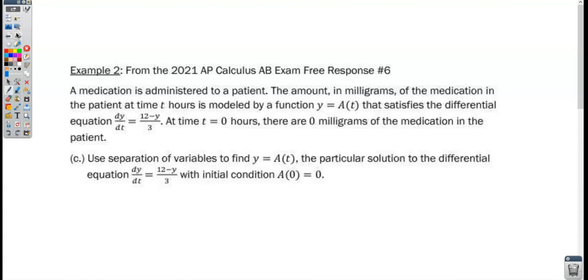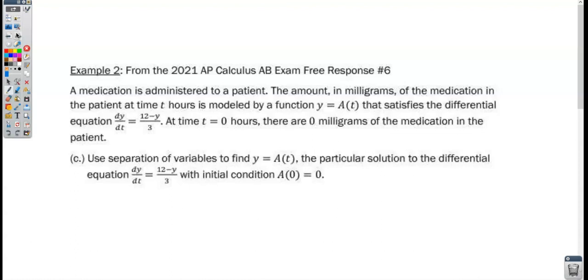We have a medication that is administered to a patient. The amount in milligrams of the medication in the patient at time t hours is modeled by a function y equals A of t that satisfies the differential equation dy/dt equals (12 minus y) over 3. At time t equals 0 hours, there are 0 milligrams of the medication in the patient. So that's our initial condition there. Part C of this question was to use separation of variables to find y equals A of t, the particular solution to the differential equation dy/dt equals that with the initial condition.